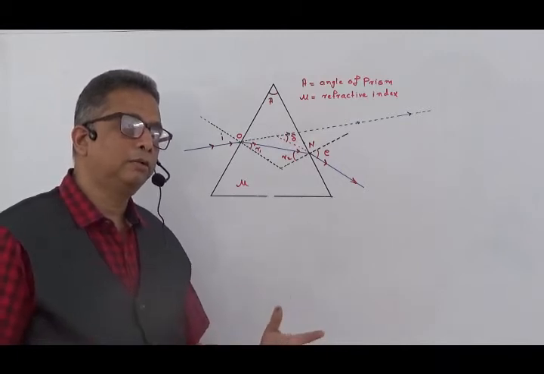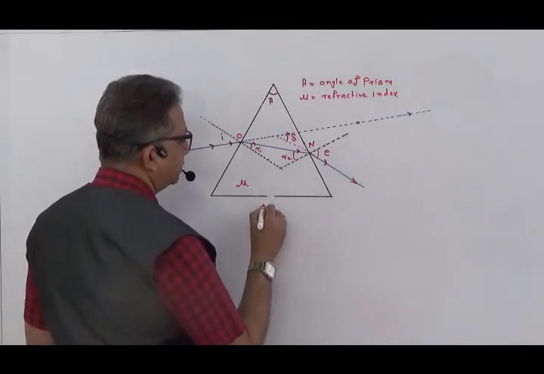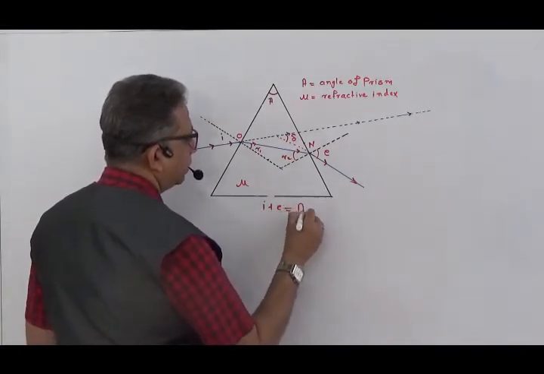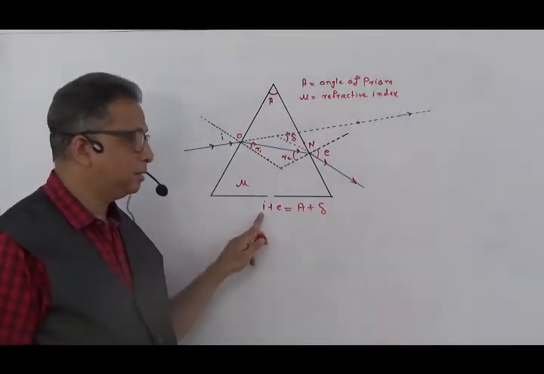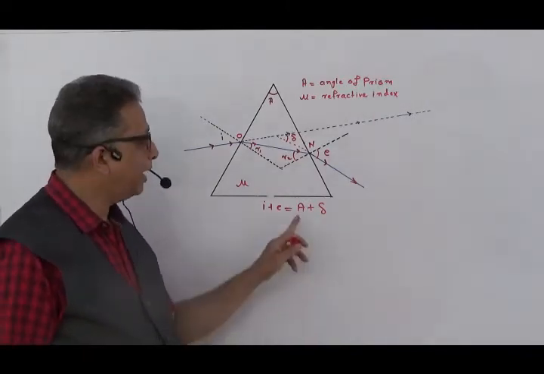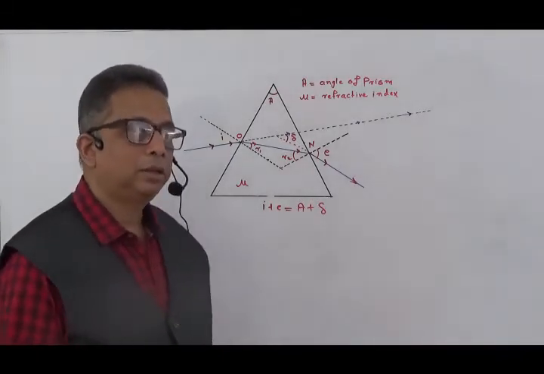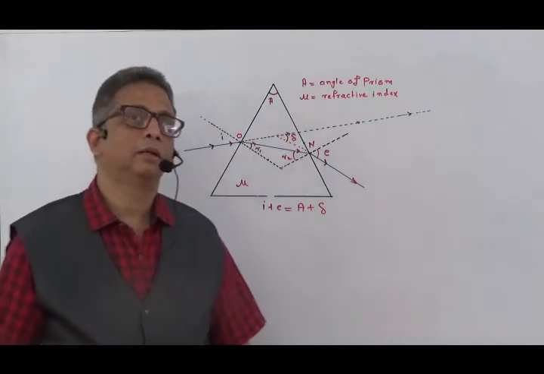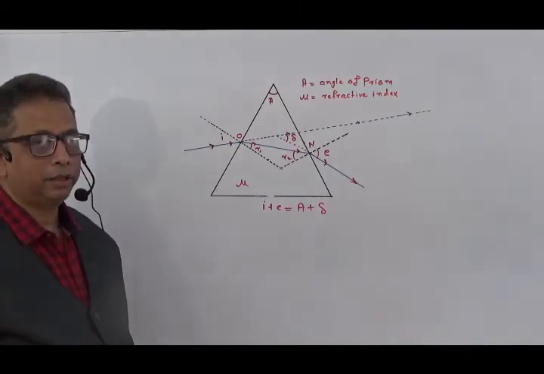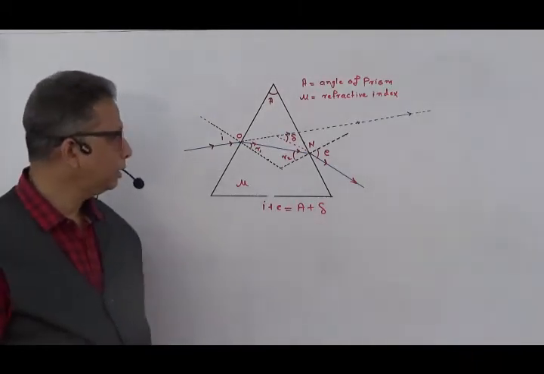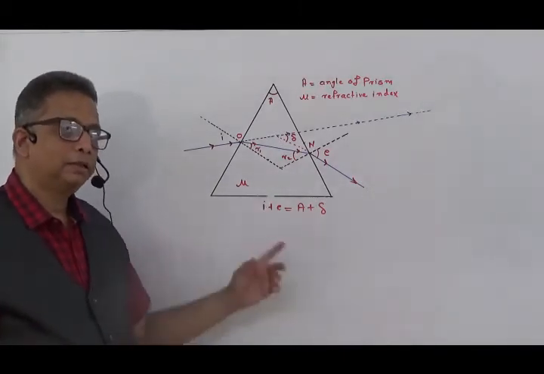So all these four variables are related by this simple equation, which is given as I plus E is equal to A plus delta, where I is your angle of incidence, E is your angle of emergence, A is the prism angle, and delta is the angle of deviation. So this is how the variables are related as far as a prism is concerned. This is a basic prism, and these are the basic relations related to a prism. Please draw this diagram and try to understand all the variables and the angles mentioned in this.